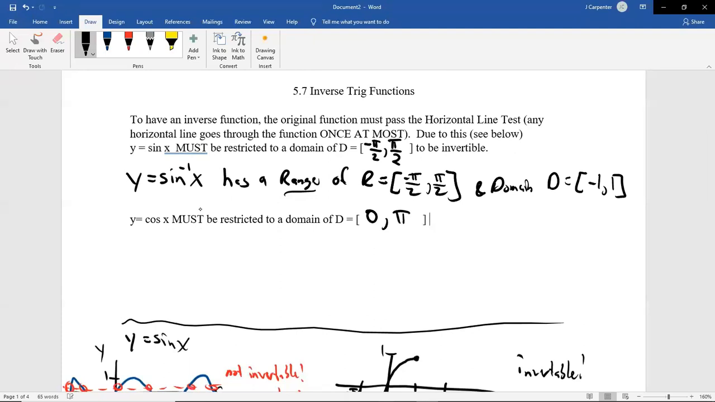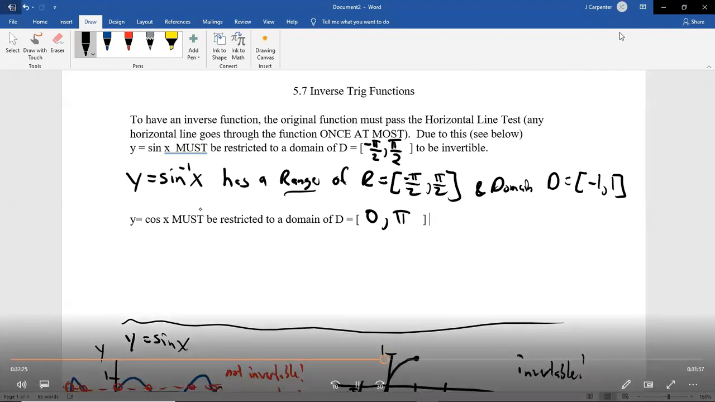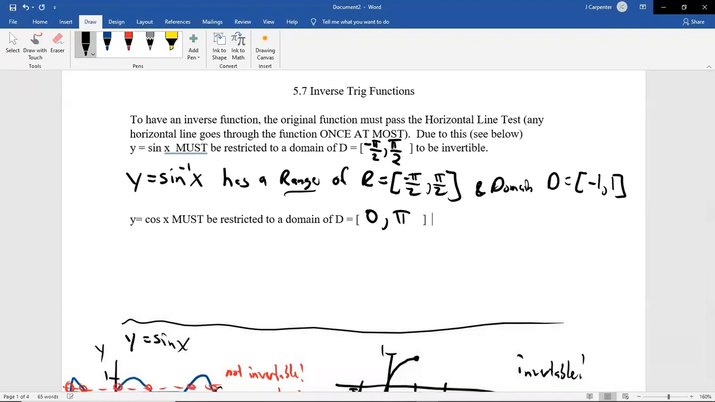Of course, it's not the same as sine. Why would it be, right? They always have these subtle differences, and you're not going to figure out and remember these subtle differences without practicing this stuff over and over, without taking notes, reading them over and over, going back to them, highlighting stuff, whatever. So cosine must be restricted to a domain of 0 to pi. Now, I explained why sine had to be restricted, so of course I'm going to do the same for this. So I'm also going to say, due to this, see below.